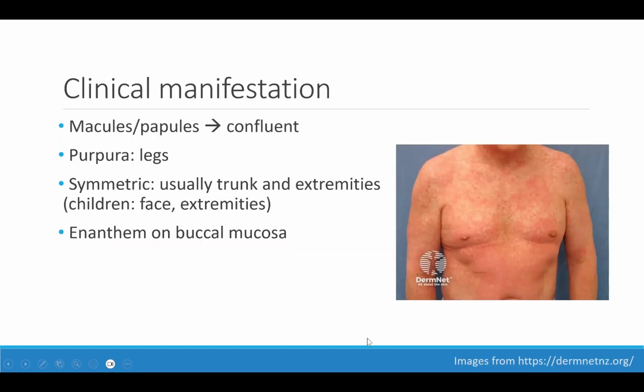In terms of clinical manifestations, patients develop macules and papules which then become confluent. They can also have purpura on the legs. The lesions are usually symmetric, especially on the trunk and extremities. However, in children, they can present on the face and the extremities, and the patients may have enanthems on the buccal mucosa.